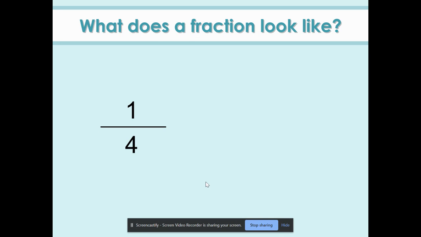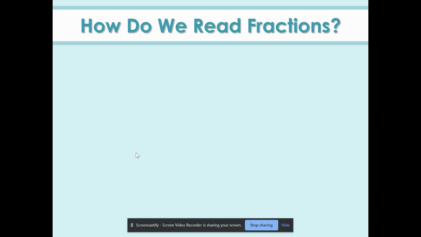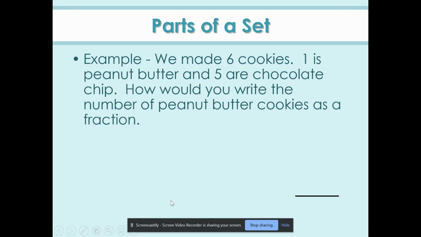So let's remind ourselves, what does a fraction look like? In a fraction, we have a numerator, which is the top number, and a denominator, which is the bottom number. How do we read a fraction? Well, we've worked with 1/2, 1/3, and 1/4. Remember, sometimes people call 1/4 quarters. So let's talk about some examples of how we can write fractions.